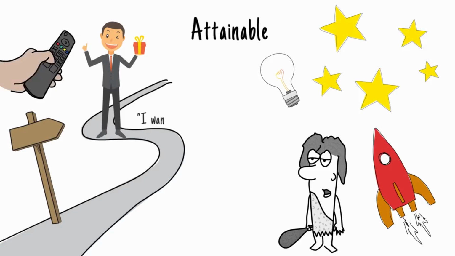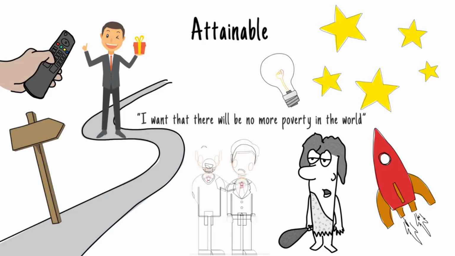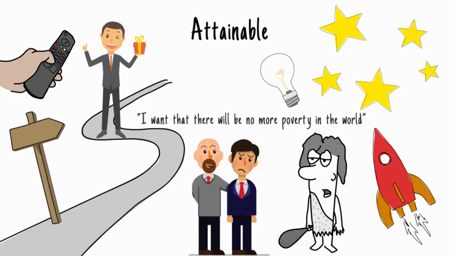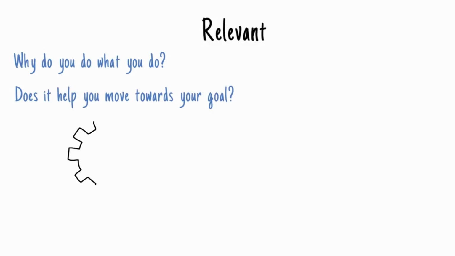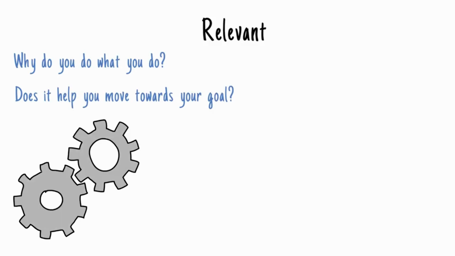For example, instead of "I want that there will be no more poverty in the world," focus on people you want to help, events you want to organize, donations you can collect, a charity organization you can establish, and so on. Relevant. Why do you do what you do? Does it help you move towards your goal?